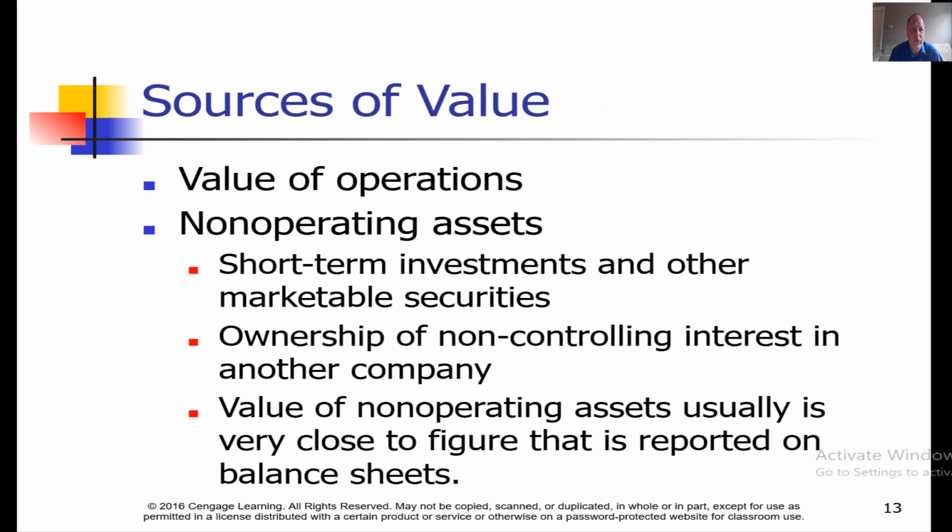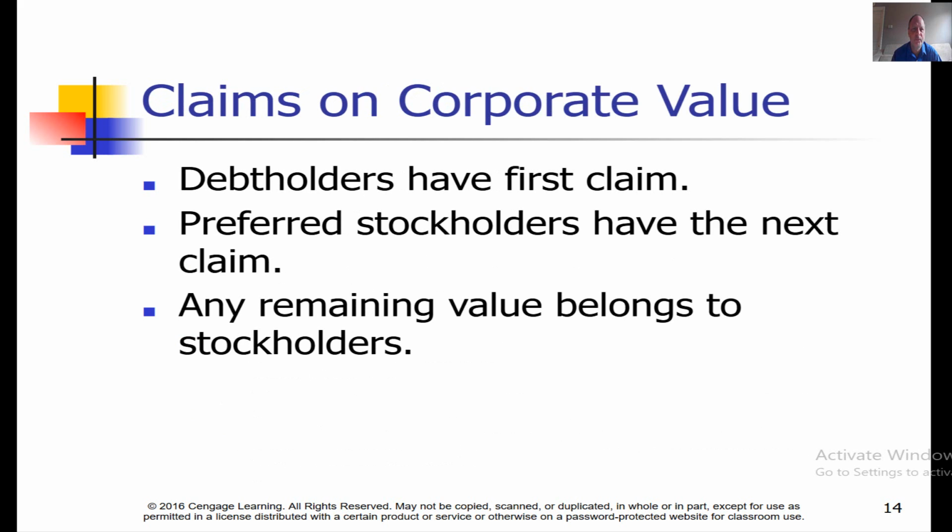So sources of value for a company: well, value of operations, which is what you will use the free cash flow model to calculate. But companies also typically have non-operating assets. They have short-term investments and other marketable securities. They might have ownership of a non-controlling interest in another company. And the value of the non-operating assets usually is very close to the figure that is reported on balance sheets. So generally the book value is the same as, or close to, the market value.